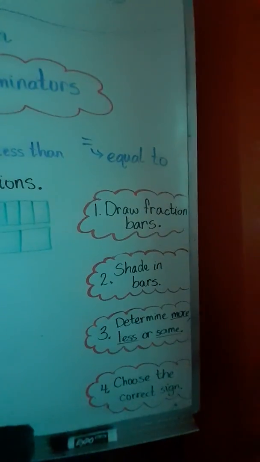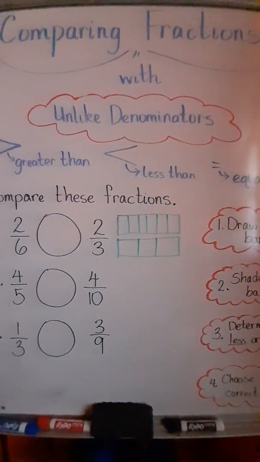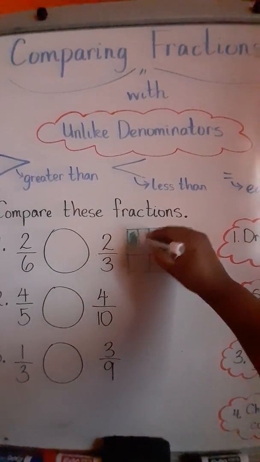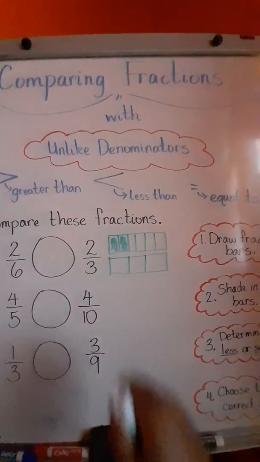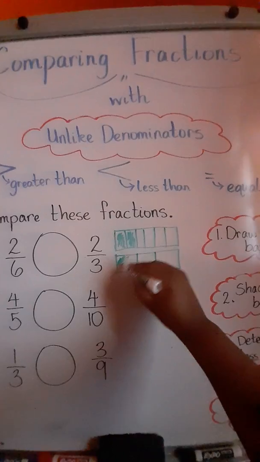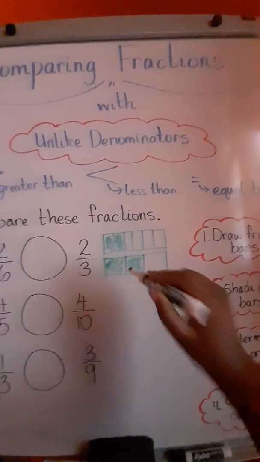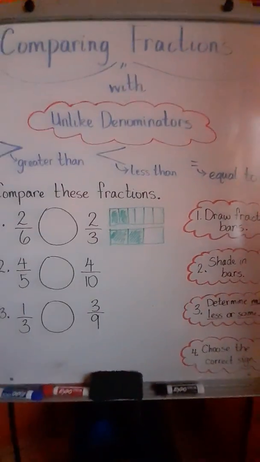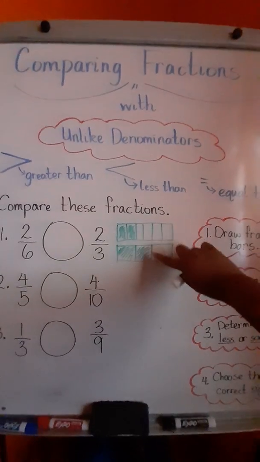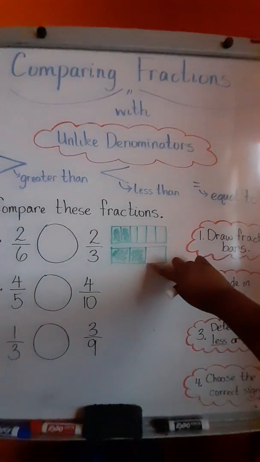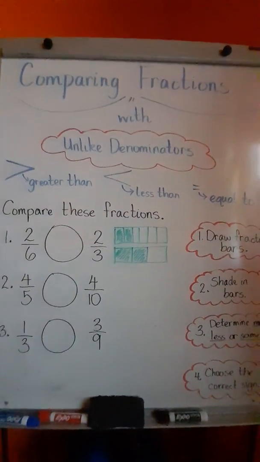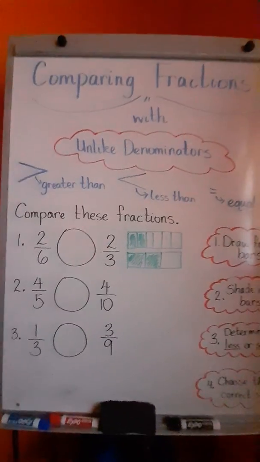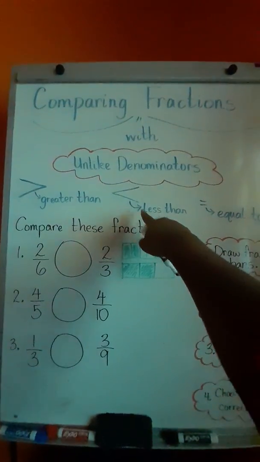Step 2 says, shade in the bars. The first bar with shading is 2 out of 6. And this one with shading is 2 out of 3. Now they want us to determine more, less, or same. Is this fraction showing more than this one, less than this one, or the same as this one? The correct answer is less than. So we're going to draw the sign that shows less than.